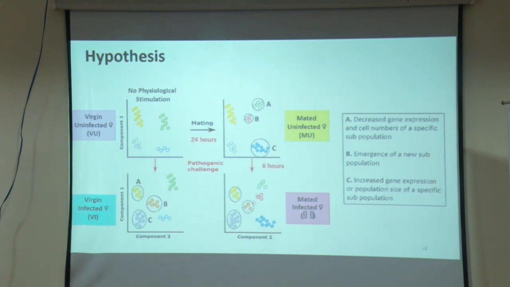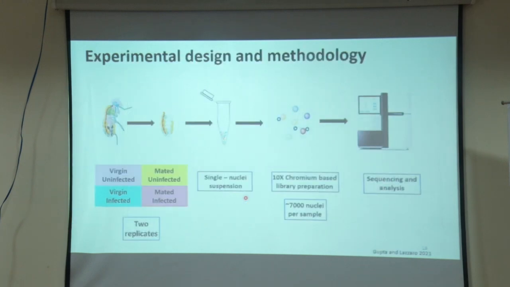So in the experiment, we collected our samples 24 hours post-mating, and the infected samples were collected 6 hours post-infection. For this, we took 4 Drosophila treatment groups: virgin uninfected, virgin infected, mated uninfected, and mated infected. We dissected their fat body tissues, and we did something called single cell sequencing.